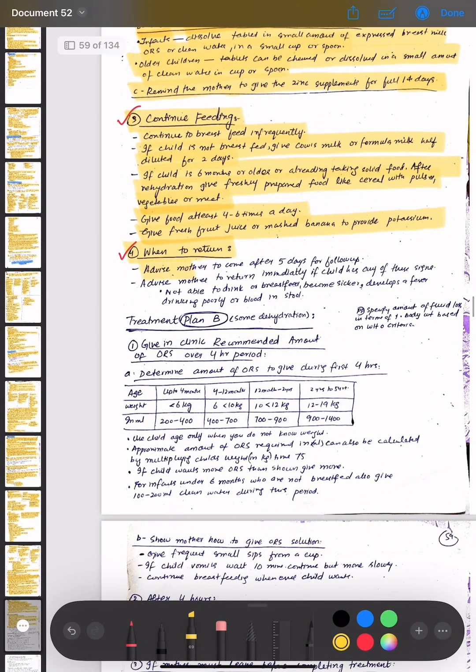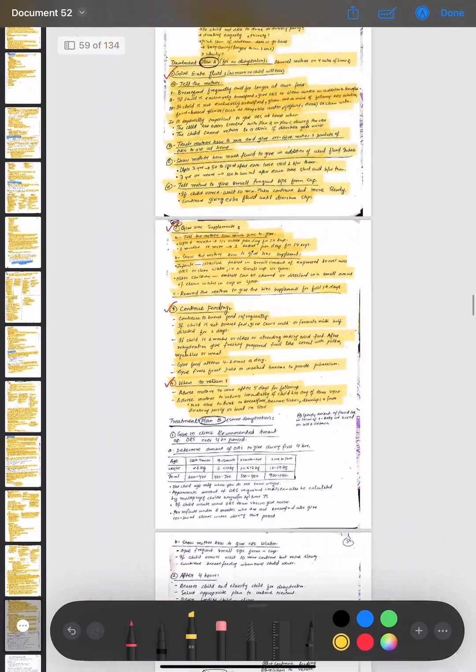When to return? Advise the mother to come after 5 days for follow-up. Advise the mother to return immediately if the child has any of these signs: not able to drink or breastfeed, becomes sicker, develops fever, drinking poorly, or blood in stool. So this was treatment plan A for no dehydration.